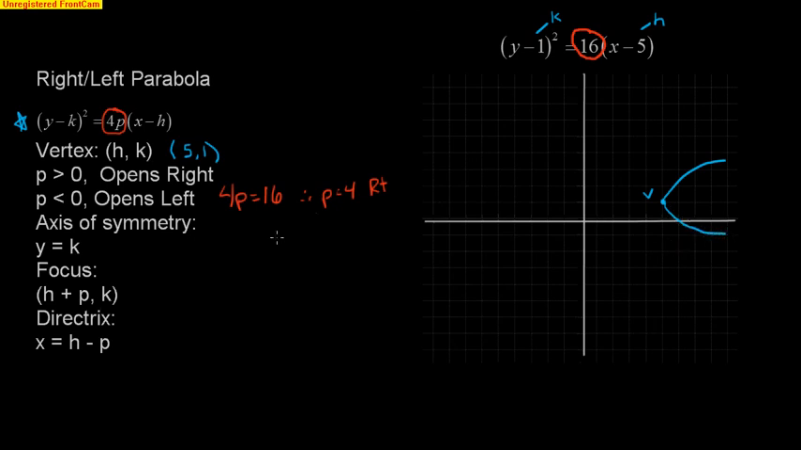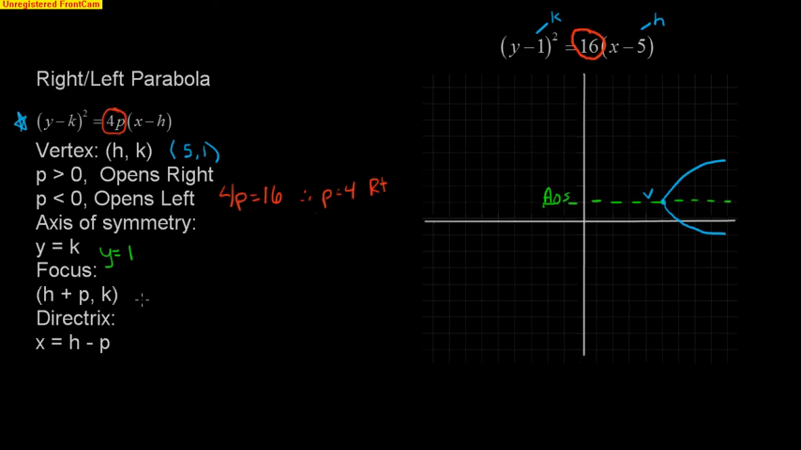So now you can see our formulas are going to change a little bit. Our axis of symmetry is no longer a vertical line, it's a horizontal line. But I got Y equals K. And K in our problem was 1. So Y equals 1 gets us a dotted line going right through the center, and again that is my axis of symmetry.